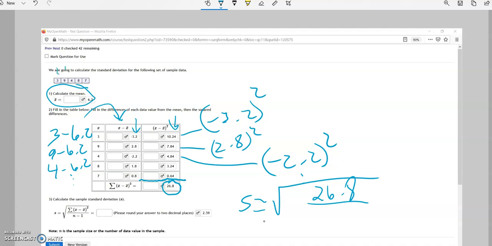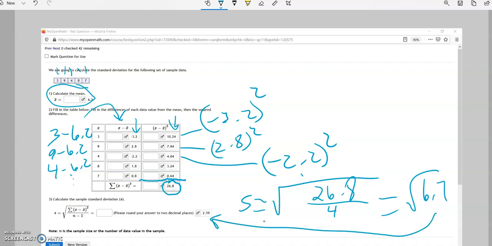In this case, n is 1, 2, 3, 4, 5 units. N minus 1, 5 minus 1 is 4. So you would do 26.8 divided by 4 first. Just put it in your calculator. 26.8 divided by 4 equals 6.7. And then if I were you, I would just take 6.7 or whatever that number is. It could be a real long number. Don't round it or anything. Just take that number and take the square root, and you get 2.588, which is 2.59. And that's your answer.